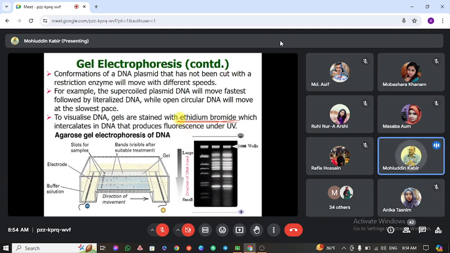Now, ethidium bromide can be added at the time of the gel preparation, or ethidium bromide can be added in the buffer. Either way, it is more preferable to add the ethidium bromide with the gel, so that it is less messy and safer than mixing it in liquid solution.